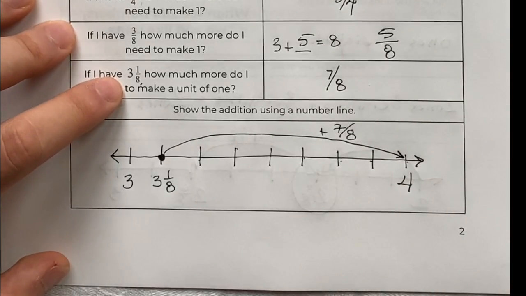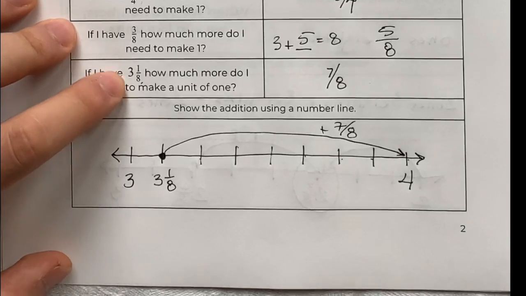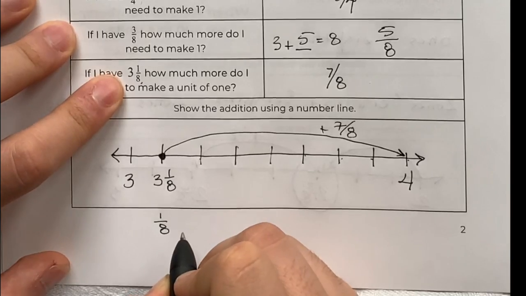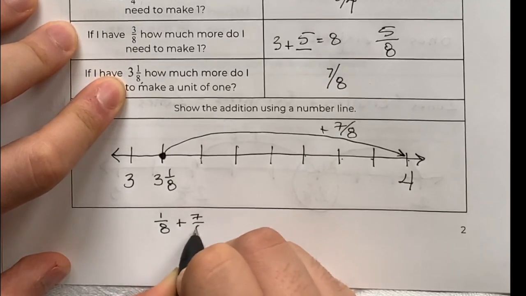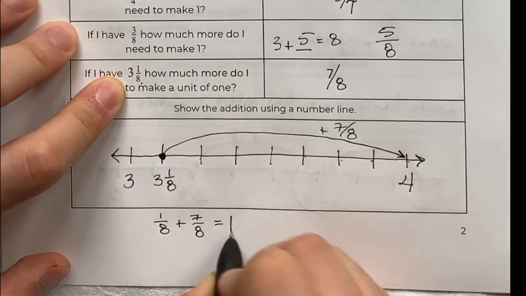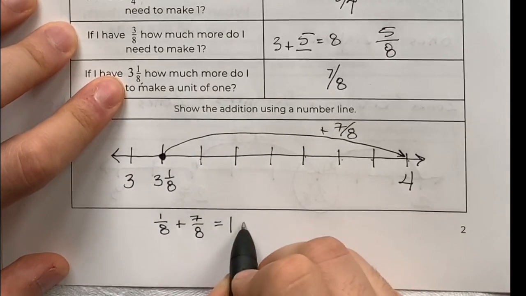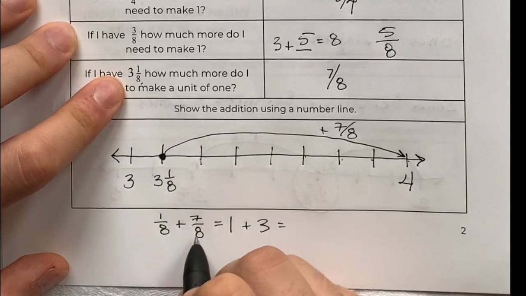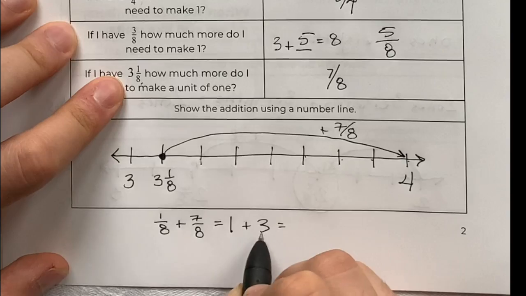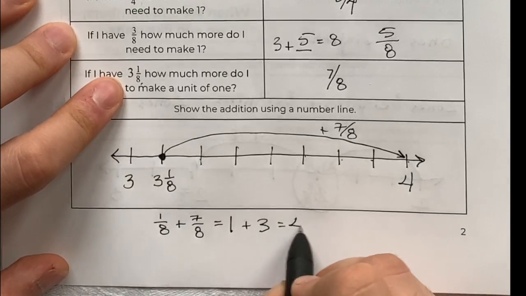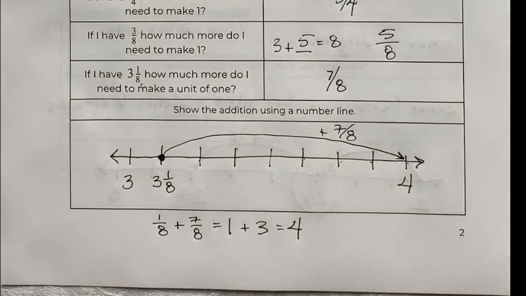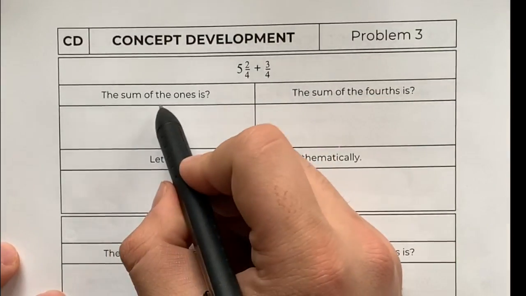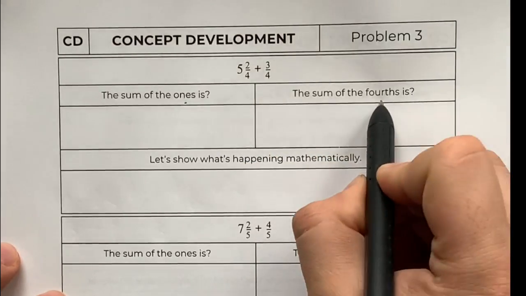Another way of showing this addition, just so we understand really what's going on, we know that 1/8 plus 7/8 equals 1. If I already have 3, I add those like units, right? We can change eighths to ones, and then if I have 1 plus those 3 ones that I already have, I have 4. So I'm using my understanding of how units work to do that.